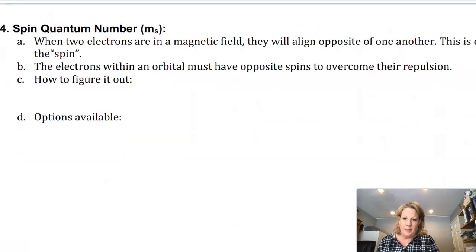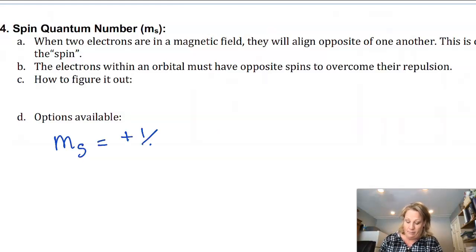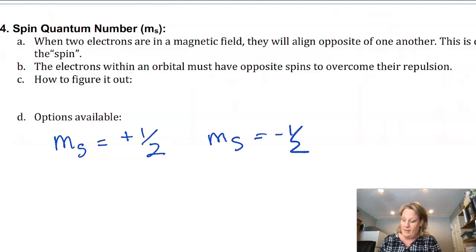And now we're going to talk about the last one. So the last quantum number is m sub S. This is the spin. The options available, so electrons are going to spin, and they have a value of +1/2 or -1/2. And what that means is they spin, like one of them will spin up and one of them will spin down. When they're together in an orbital, they're opposite, and this allows them to coexist together.